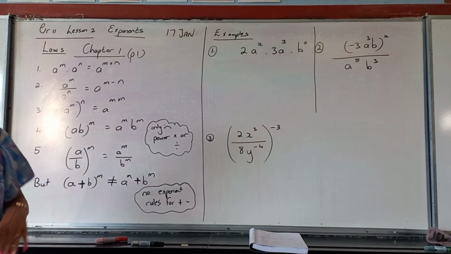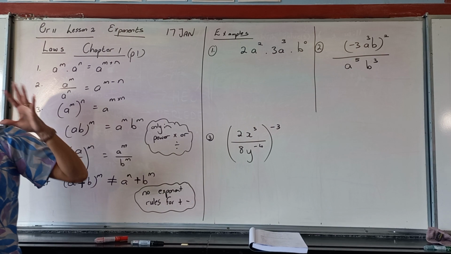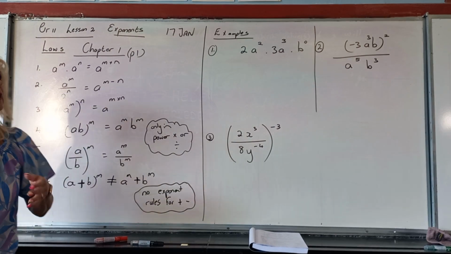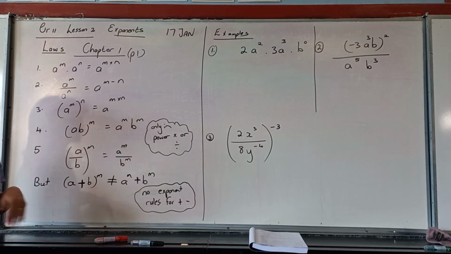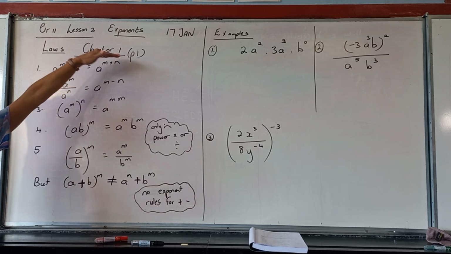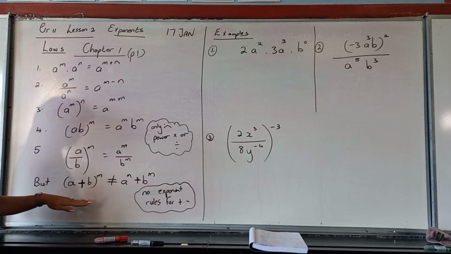Grade 11's lesson 2 is on exponents. So we know the number system, we know what we're working with. Now we're getting into exponents. You need to copy, either in your book on page 1, all of these laws of exponents that you were taught 4 years ago in grade 8. You already know them. We're recapping and we're doing them more and more difficult.